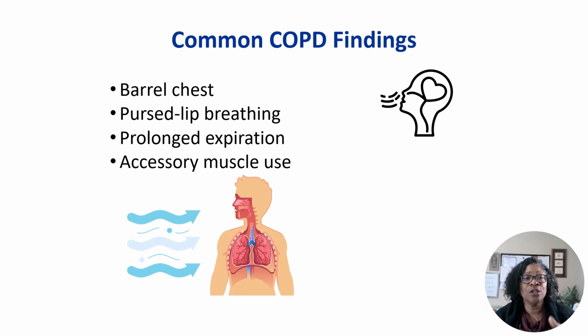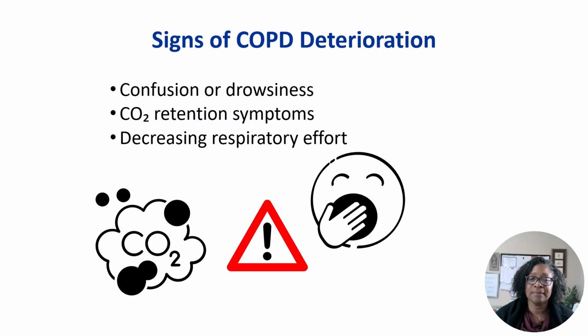Now let's look at signs showing you that the COPD patient is deteriorating. When a COPD patient is starting to go down, you're going to notice increased drowsiness. They may exhibit confusion, and they may complain of headache. They may show decreasing respiratory effort. When you see these signs of deterioration, it suggests a worsening ventilation problem, and you can anticipate a rising carbon dioxide level. Okay, so let's move on to pneumonia.